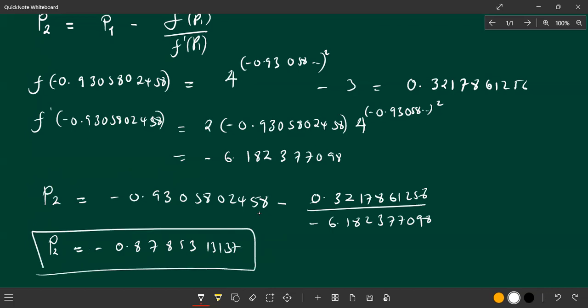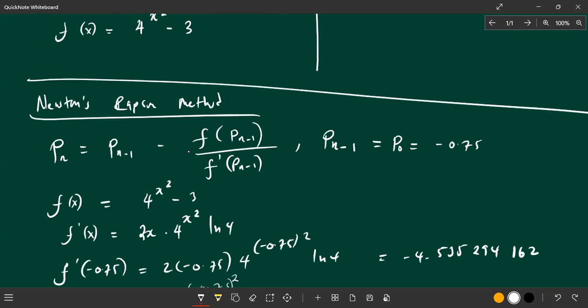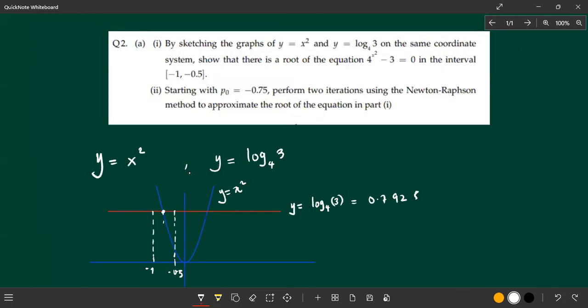So we have done 2 iterations as required. That's the end of this question.